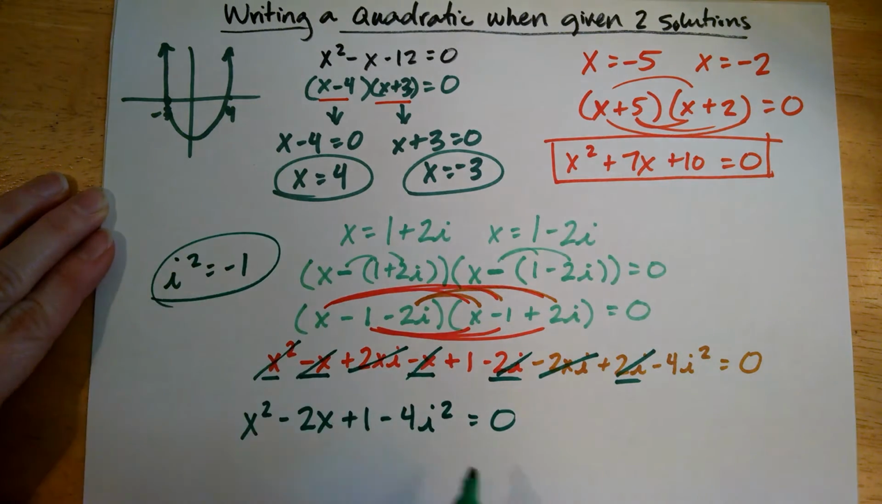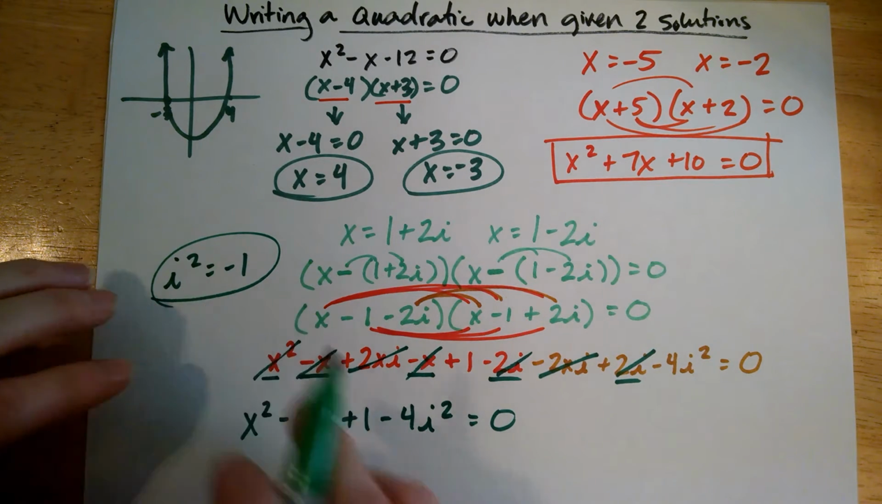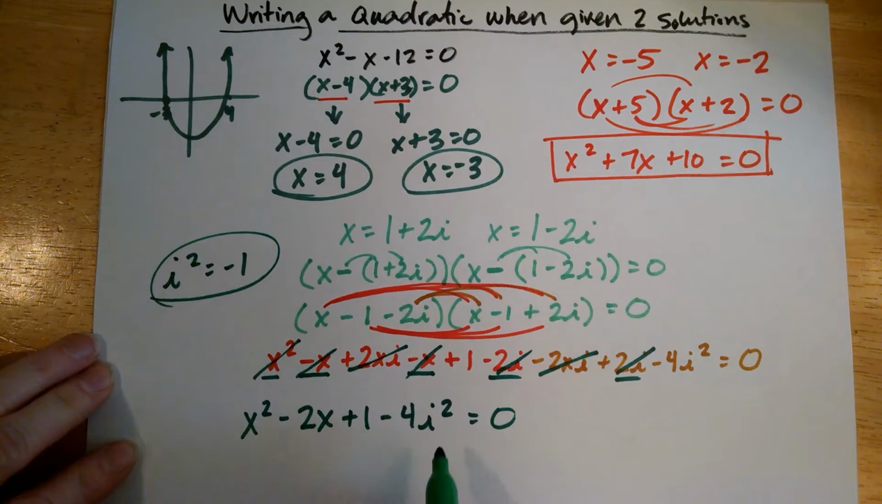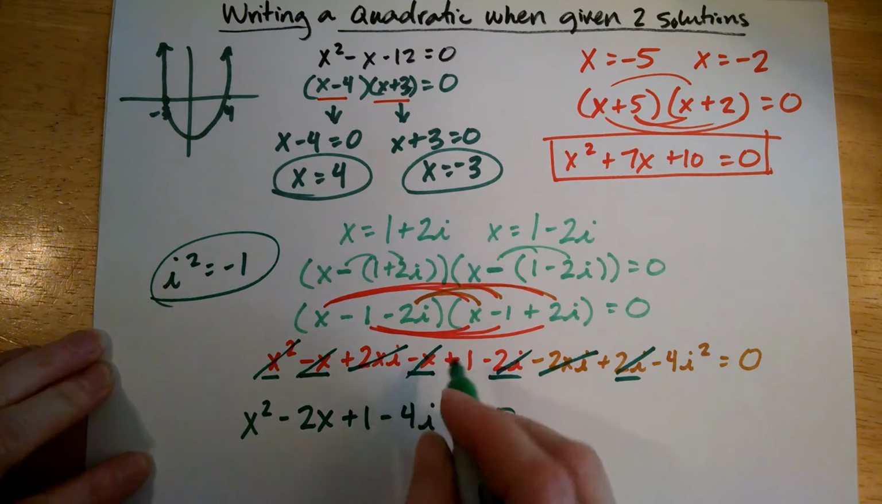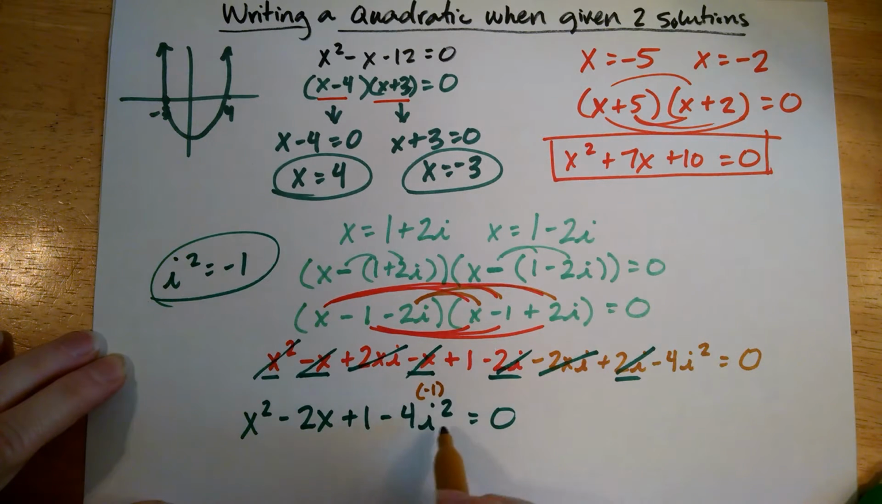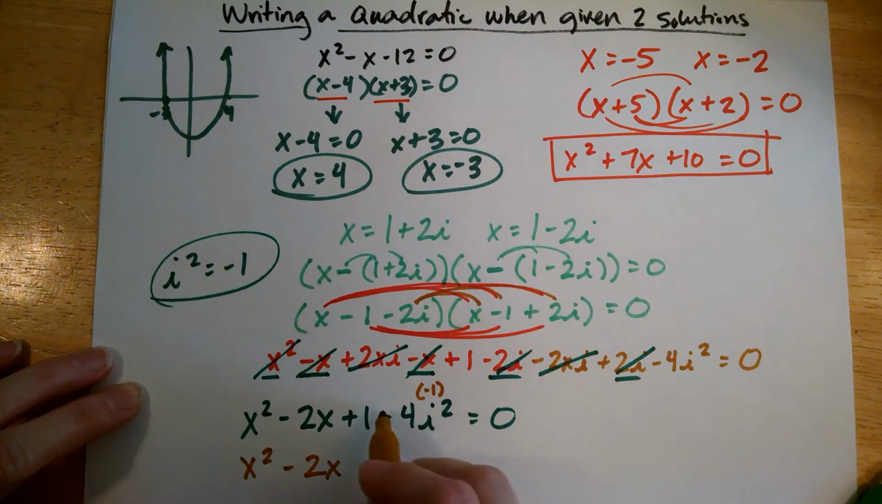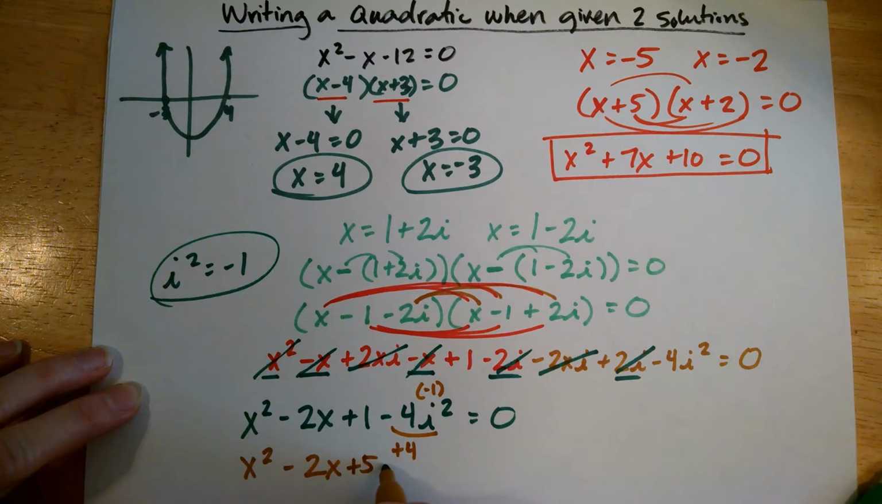Just remember that when you have an i squared or a multiple of i, it actually becomes some kind of number. So that's going to be negative 4 times negative 1, because that's what i squared is. So we're actually going to have x squared minus 2x, and this is going to be a plus 4, because negative 4 times negative 1 is a positive 4. 4 plus 1 is 5, equals 0.